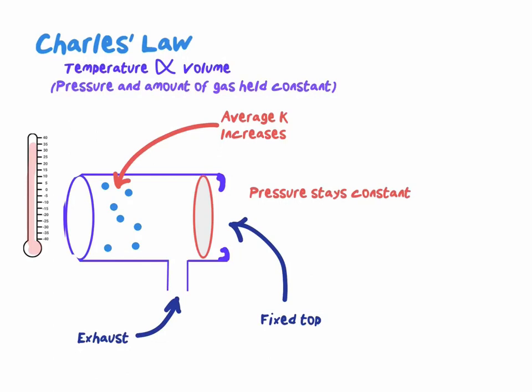But Charles' law says that if the pressure and the amount of gas is also held constant, then I see a direct relationship. So I have to make a movable top to this container in order to make the volume actually expandable. Because if the volume cannot expand and you increase the temperature, then we see the pressure increase. And that's actually another relationship that is seen in the ideal gas law.